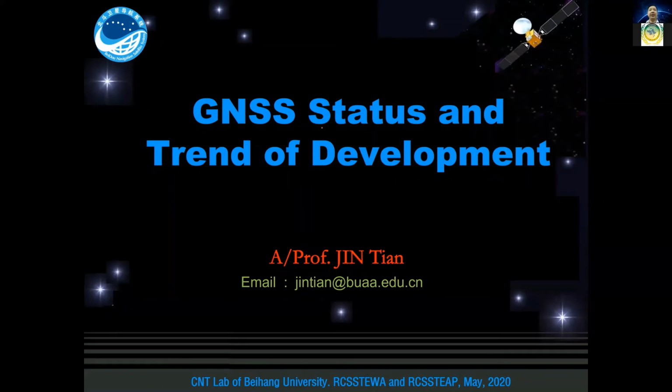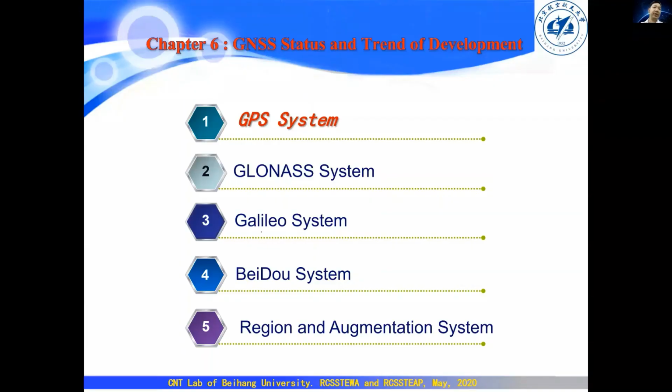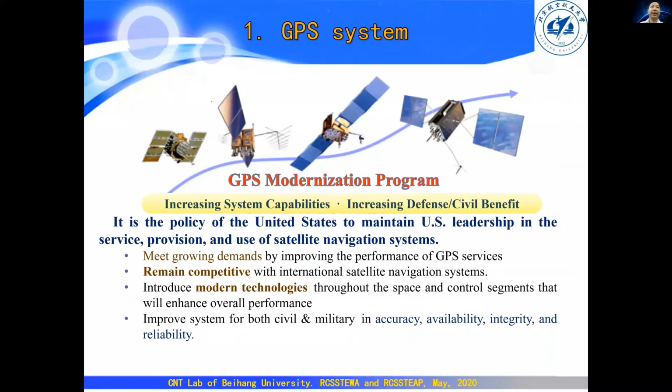Okay, then we will talk about some status and trends of GNSS development in detail, also with some regional and augmentation systems. First we'll show you GPS. The traditional GPS, I think, is like this one, currently. And then GPS is in what we call its modernization program.